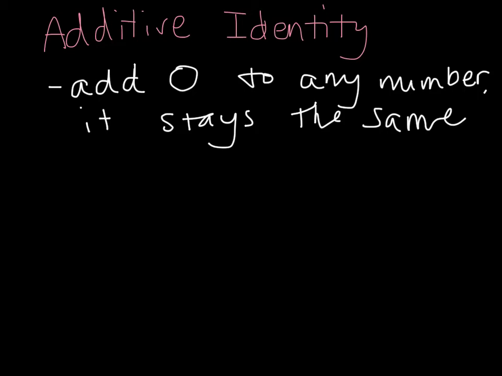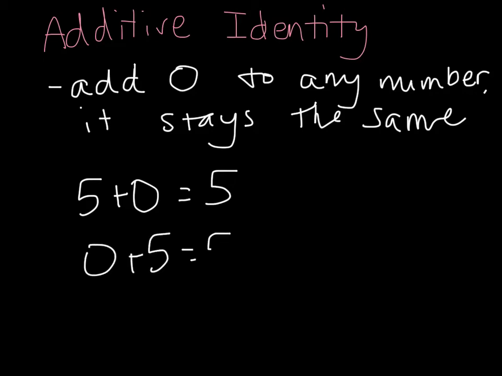All right, so an example would be if I had 5, I added 0, and I still have 5. Right? It can also work the other way. 0 plus 5 equals 5. And again, we can show that by saying A plus 0 equals A. So anything that I add 0 to stays the same.